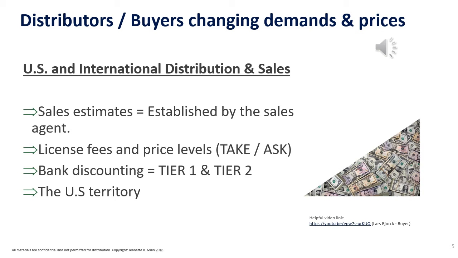The bank will also look at pre-sales and apply discounting depending on what country these pre-sales are coming from. And depending on the country and their economic value, the bank will allocate, are they economically valuable, hence a Tier 1 territory, or are they a troubled, economically challenged country, in which case they are a Tier 2 territory. We will also talk about the value of the US territory.